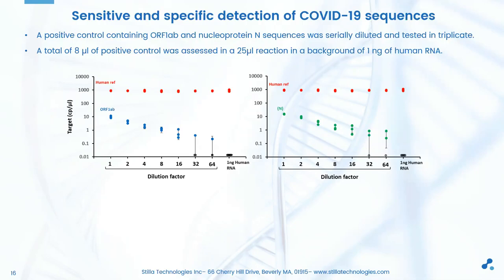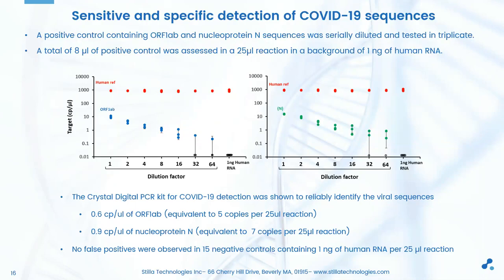8 microliters of the positive control was assessed in a 25 microliter reaction in the presence of 1 nanogram of human RNA. The kit reliably detects viral sequences down to 0.6 copies per microliter of ORF1ab and 0.9 copies per microliter of nucleoprotein N. Further dilutions, not shown here, detected the viral genes down to 0.25 copies per microliter, or the equivalent of 2 copies per 25 microliter reaction. Importantly, no false positives were observed in 15 negative controls containing 1 nanogram of human RNA.